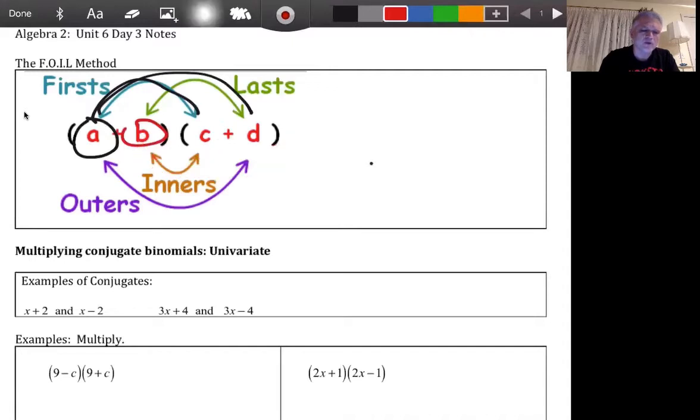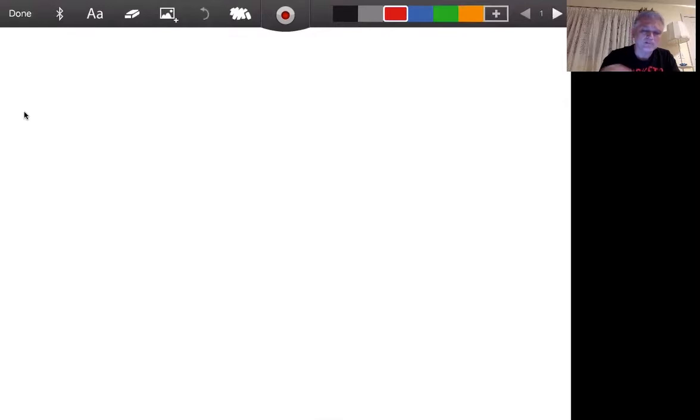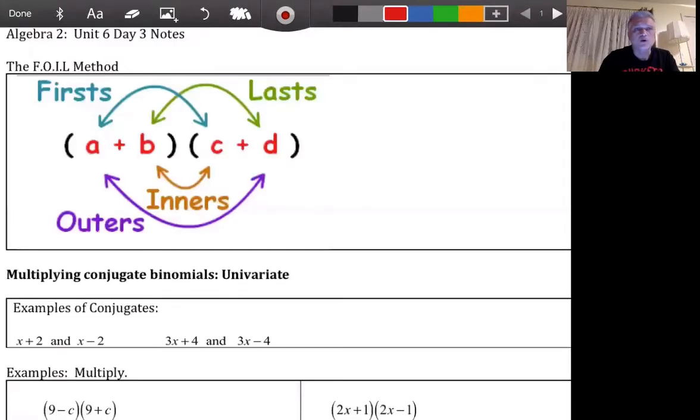And that if we use the letters F, O, I, and L, that we can remember to distribute both terms from the first set of parentheses through the second set of parentheses, so that you can use the F, the O, the I, and the L. If you need to review your FOIL, please go back to Unit 6, Day 2 notes and do that.